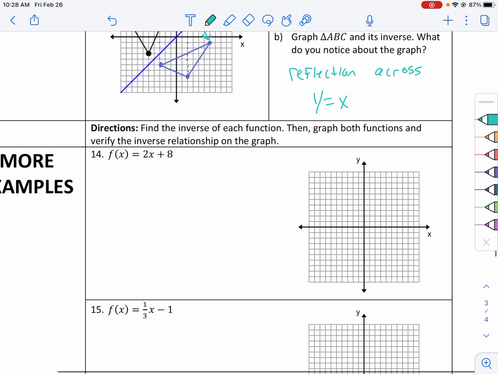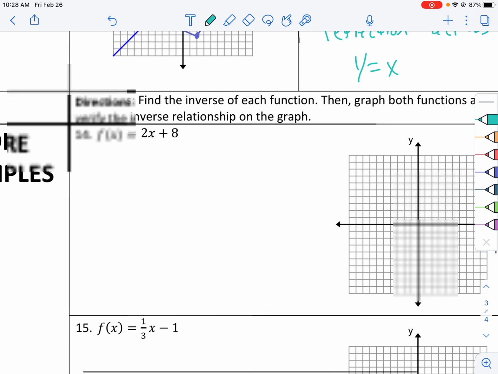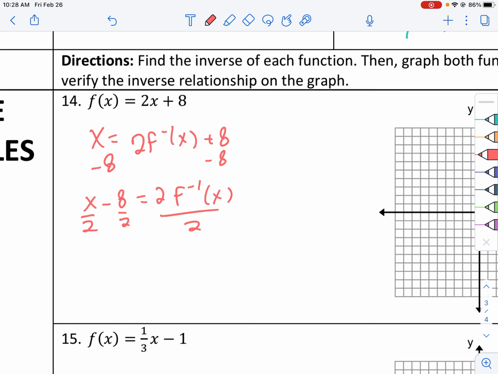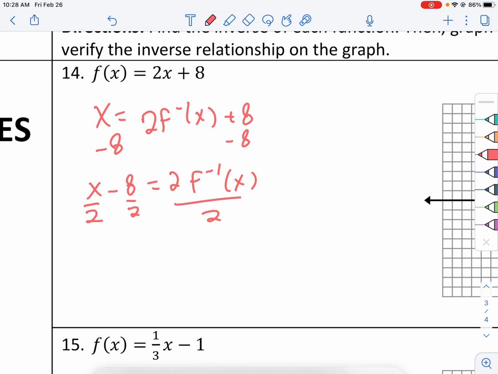So the directions here say find the inverse of each function, then graph both functions and verify the inverse relationship of the graph. So we go here, we just swap x and y, that's how we're going to find the inverse. So x equals 2 f inverse of x plus 8. We subtract that 8 first. x minus 8 is equal to 2 f inverse of x. Divide by 2. On the other side, it's easiest to just break up the 2's and divide the entire thing by 2. So that's 1/2 x minus 4 is equal to f inverse of x.